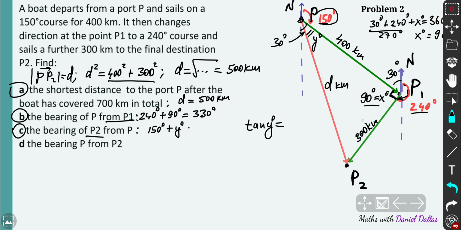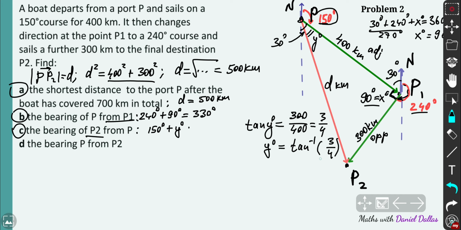We will use 300 as the opposite leg, because this is the opposite leg to the angle Y, over the adjacent, which is actually 400. So we divide that, and it will cancel, and we get 3/4. Now, in order to calculate angle Y, we need to use tan minus 1, the inverse function, of 3/4. Okay, use the calculator and just do it immediately.